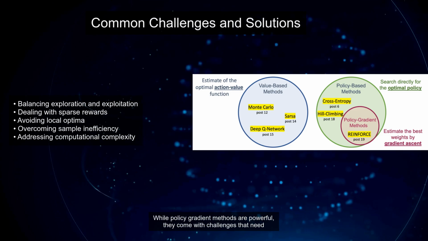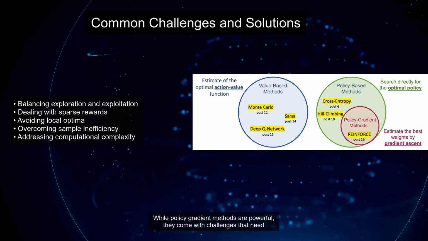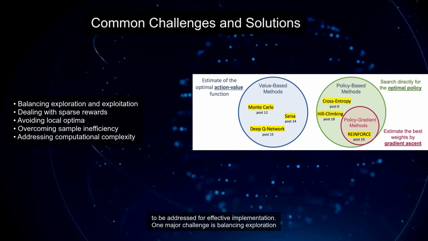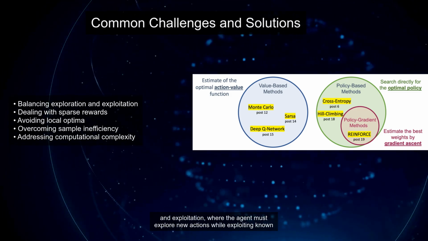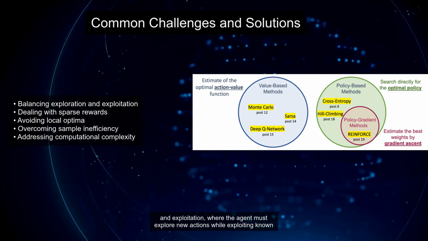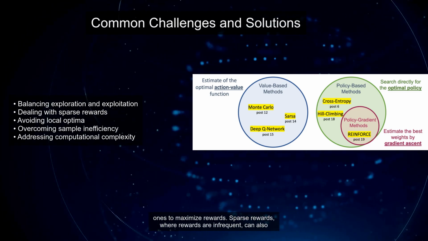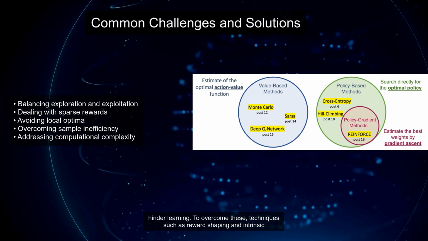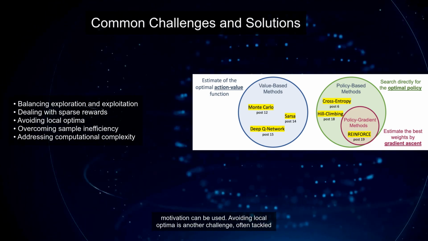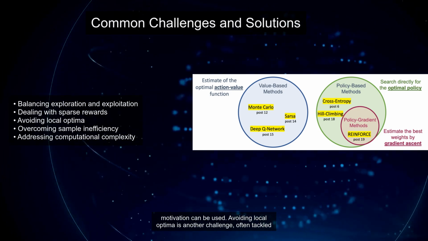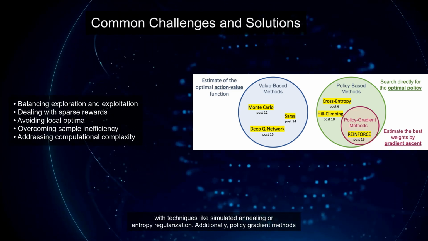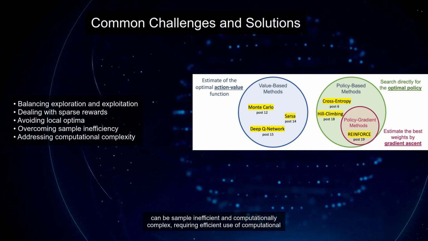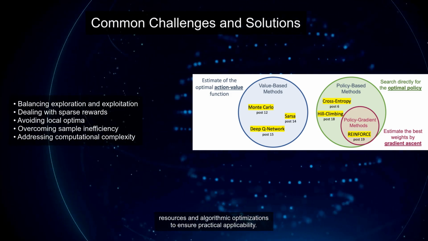While policy gradient methods are powerful, they come with challenges that need to be addressed for effective implementation. One major challenge is balancing exploration and exploitation, where the agent must explore new actions while exploiting known ones to maximize rewards. Sparse rewards, where rewards are infrequent, can also hinder learning. To overcome these, techniques such as reward shaping and intrinsic motivation can be used. Avoiding local optima is another challenge, often tackled with techniques like simulated annealing or entropy regularization. Additionally, policy gradient methods can be sample inefficient and computationally complex, requiring efficient use of computational resources and algorithmic optimizations to ensure practical applicability.